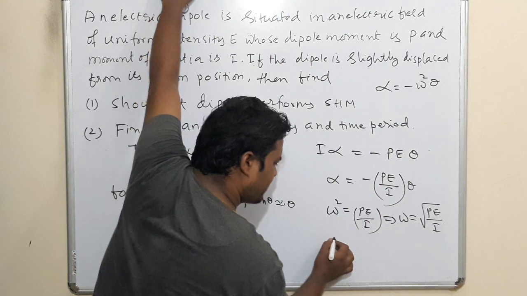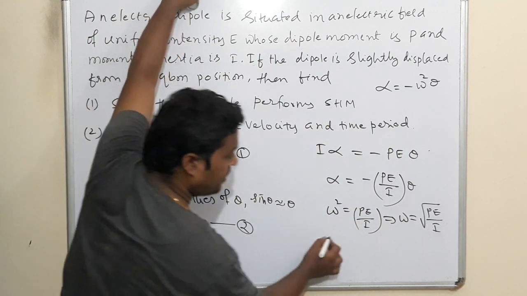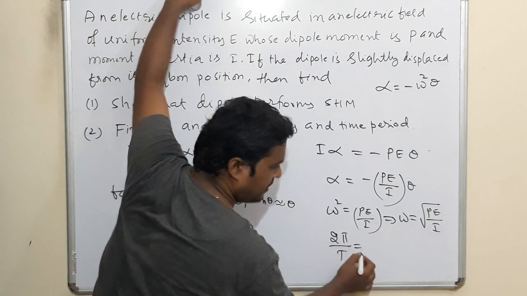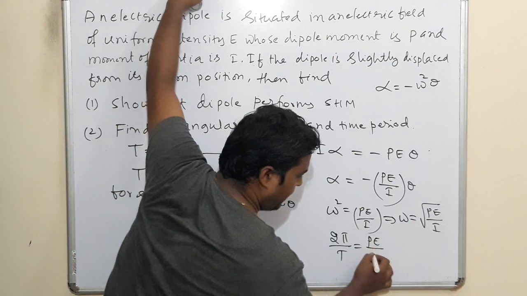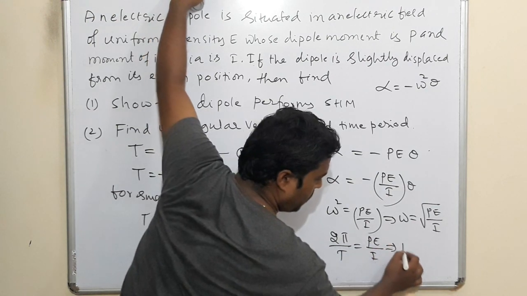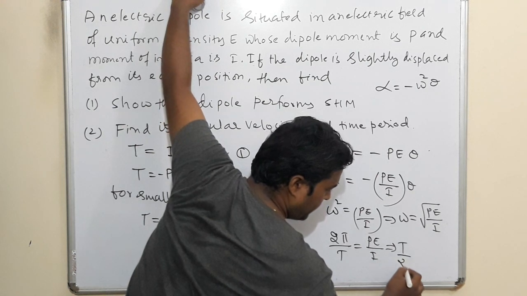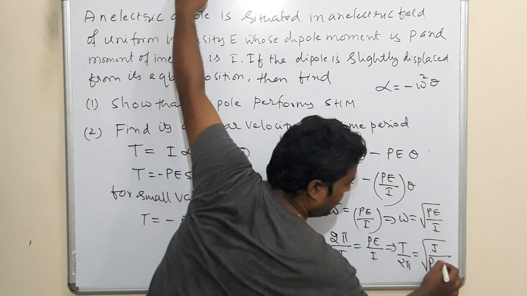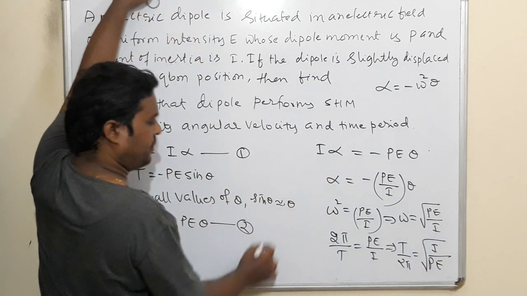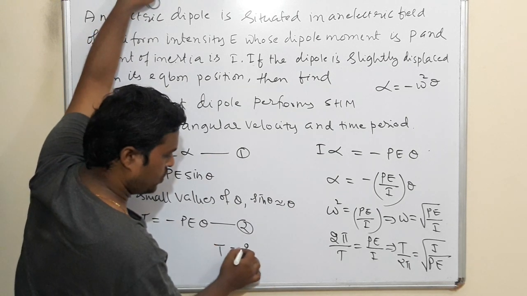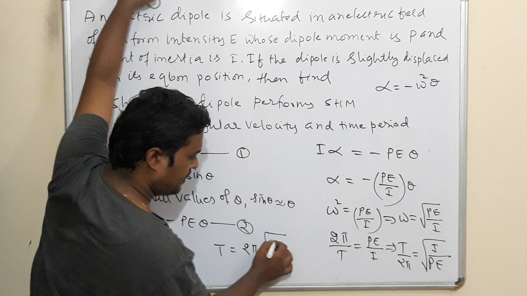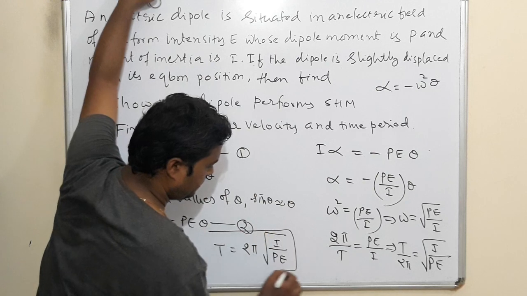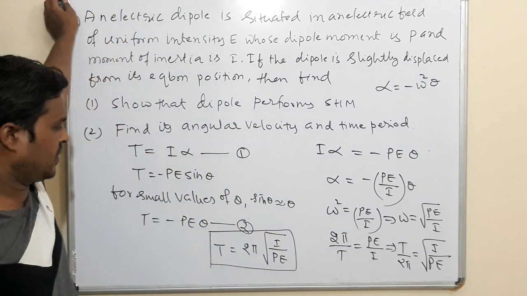If I calculate angular velocity, calculating time period is not so difficult, because I know omega is equal to 2 pi by T, so 2 pi by T is equal to root of P E by I. If you take reciprocal of this, then T by 2 pi will be equal to root of I by P E. Then finally, what is the time period? Time period is equal to 2 pi multiplied by root of I by P E. Okay?